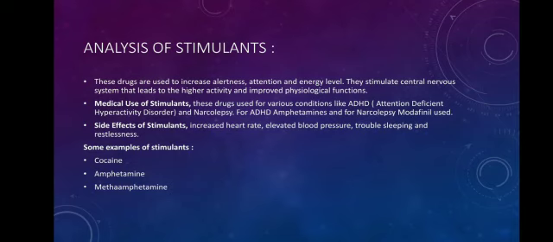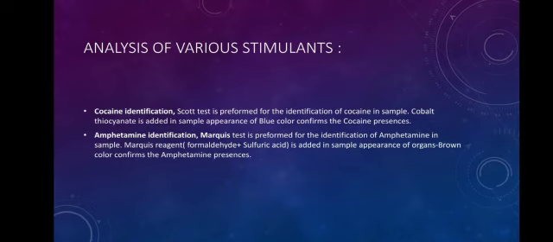Below are listed a few examples of stimulants: cocaine, a natural stimulant, amphetamine, and methamphetamine. Now, analysis of stimulants like cocaine is done using the Scott test, in which we use the reagent cobalt thiocyanate. We add this reagent to a small amount of sample, and the change in color will identify the cocaine. In this case, a blue color appearance will identify the cocaine.